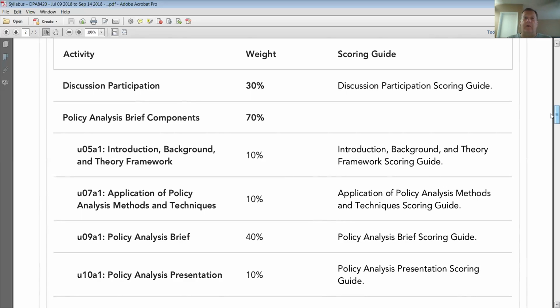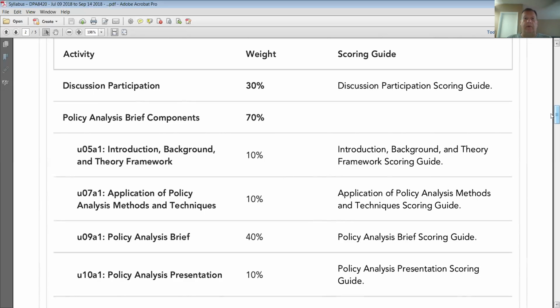So in week 5, for instance, you have your introduction, background, and theory framework, where you will present the policy topic that you're going to be dealing with, and background on that topic. It's very important early on in this course that you think about what policy topic you would like to use, because that's the policy topic that will follow through with each one of those deliverables.